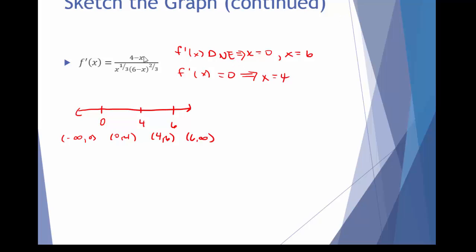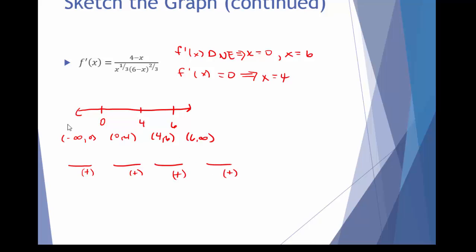4 minus x can change sign. X to the 1/3 is the cube root of x. That could be positive or negative. 6 minus x, however, notice you are taking the cube root of that, but you're also squaring it. So that particular factor is going to stay positive regardless. So when I examine the signs of these, I already know that factor by definition has to be positive. So I'm going to keep that in the back of my mind. That's positive. So let me pick some test values.